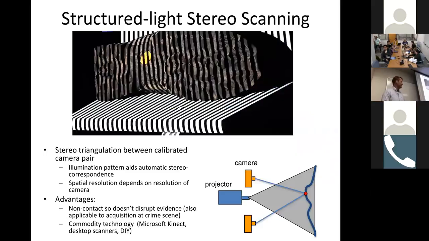So this is a nice technique. It doesn't require contact with the surface. So this would be applicable not only to shoes, but potentially to acquisition of evidence at a crime scene. And in some sense, this technology is increasingly becoming a commodity. So people have Microsoft Kinect sensors in their homes, playing video games, performing essentially this kind of function. There are now commercial desktop scanners that let you build these kinds of 3D models as well.